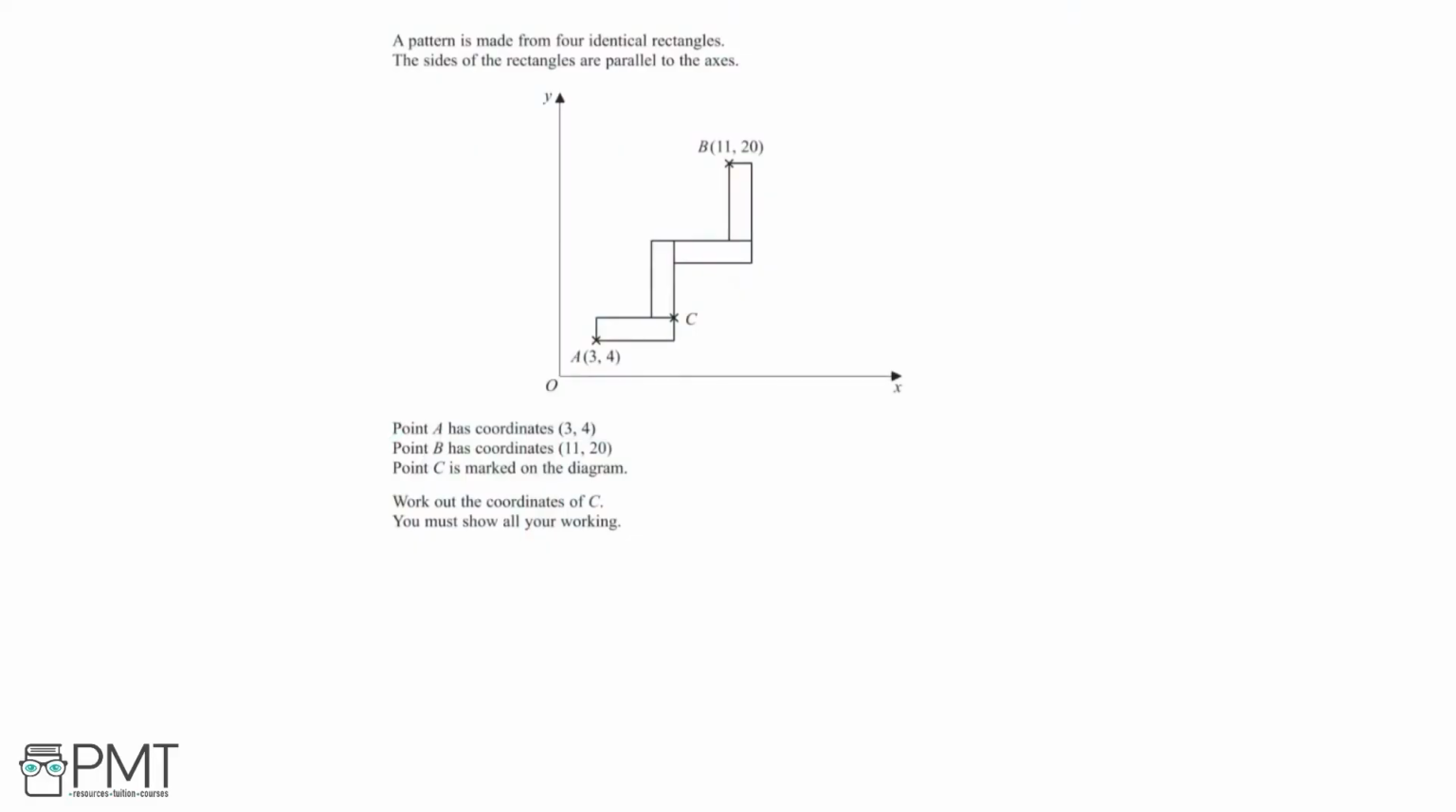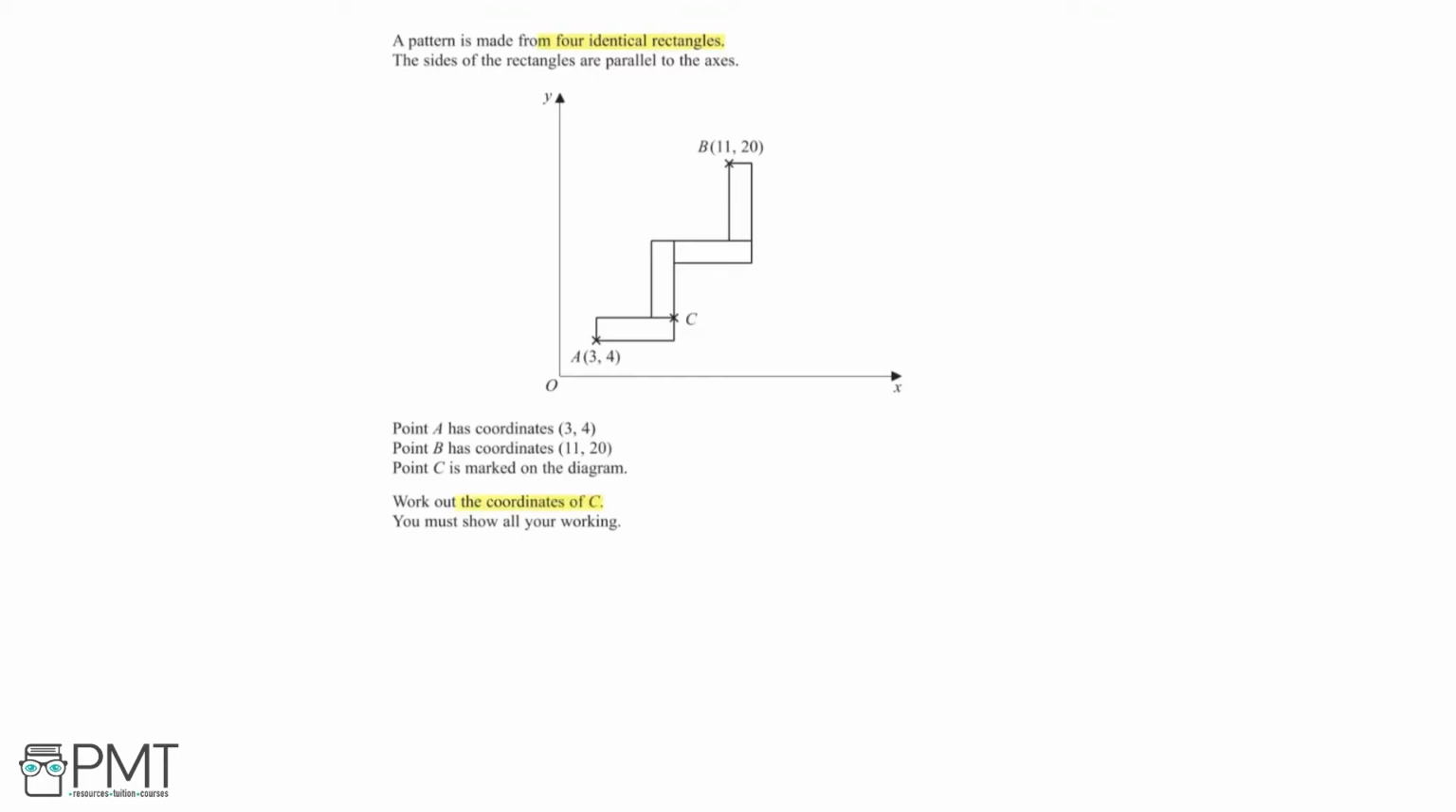In this question, we have a pattern that's made from 4 identical rectangles. The sides of the rectangles are parallel to the axes. We're told that point A has coordinates 3, 4, point B has coordinates 11, 20, and point C is marked on the diagram. We need to work out the coordinates of point C.